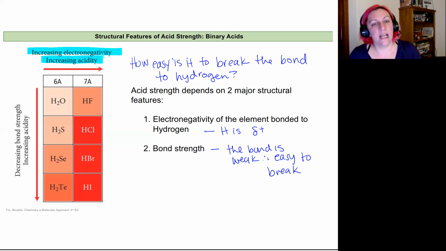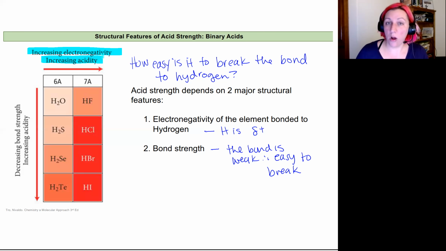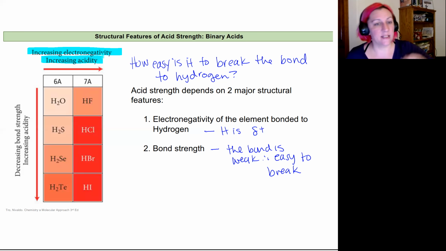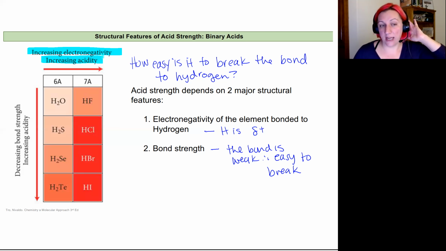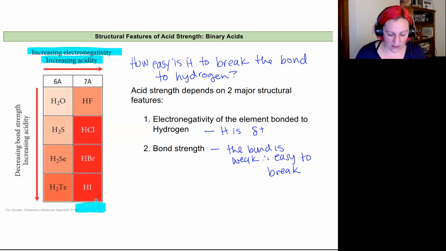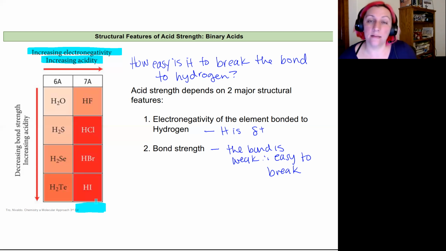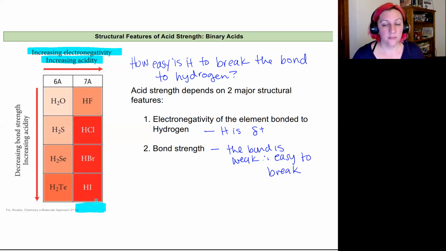We'll see hydrofluoric acid is more acidic than water. We'll see hydrochloric acid is more acidic than hydrogen sulfide. And so we see that those halogens produce more acidic binary acids than something in column 6. But that isn't the entire picture. That's definitely one piece. Now we have to weigh the other idea, which is bond strength.